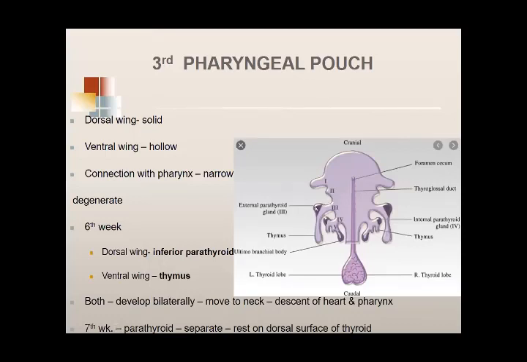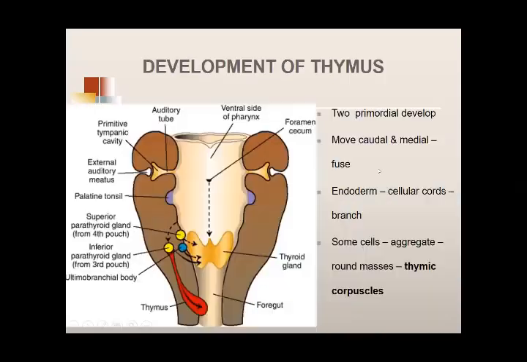ये third pouch, once again a dorsal and a ventral wing. और आपको ये भी बताया था the dorsal wing was solid and developed into inferior parathyroid, जबकि इसका ventral wing जो था that was kind of narrow and hollow, and that developed into the thymus. I hope you appreciate one thing, कि ये substructures जो हैं they are bilateral. That is, they develop on the right and left side.